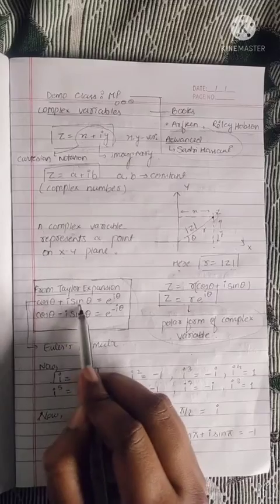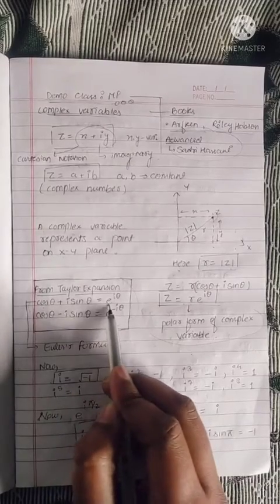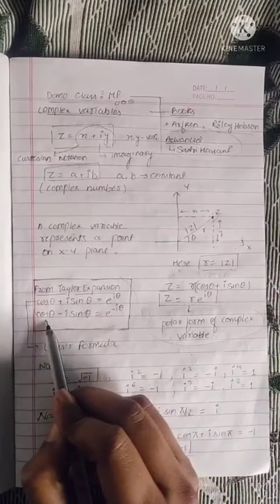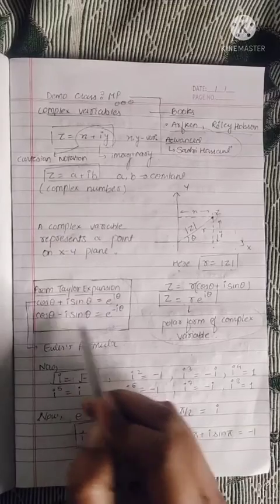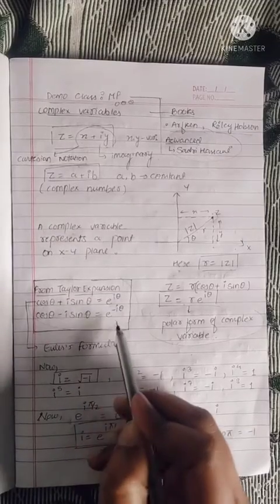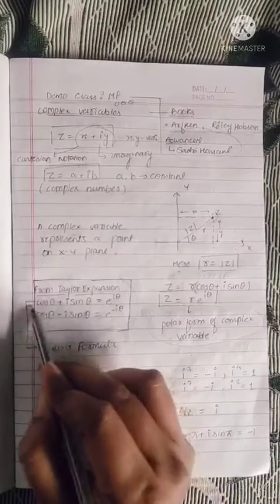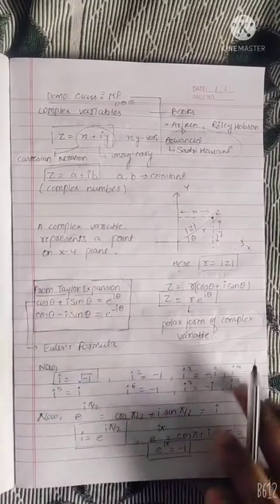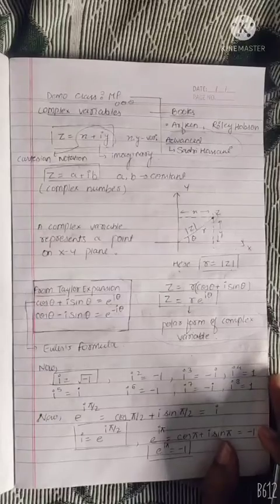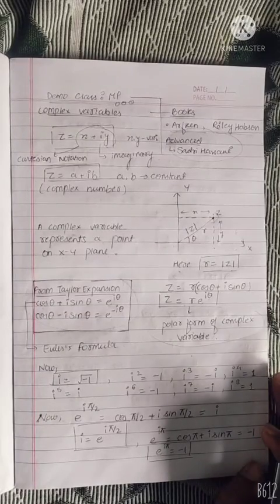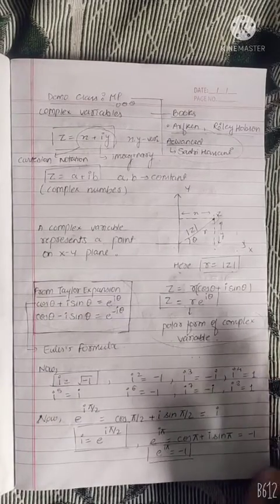Cos theta plus iota sin theta is equal to e raised to power iota theta, and cos theta minus iota sin theta is equal to e raised to power minus iota theta. Thus, the first one, cos theta plus iota sin theta equal to e raised to power iota theta, is also known as Euler's formula.